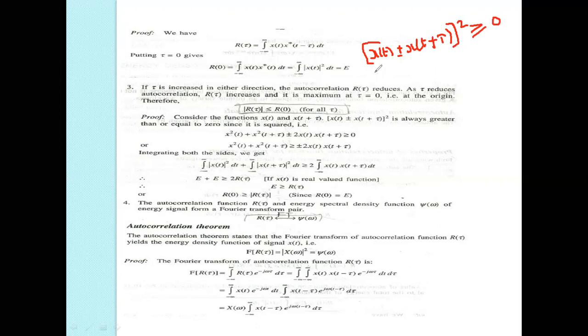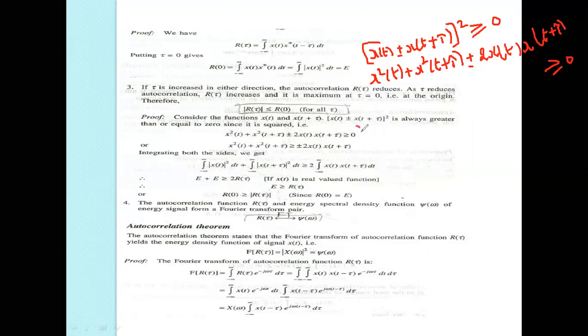So expand this function: x square of t plus x square of t plus tau. It is a square plus b square, plus or minus 2ab, that is, 2 into x of t, x of t plus tau. When we take the minus 2ab, it is greater than or equal to 0.